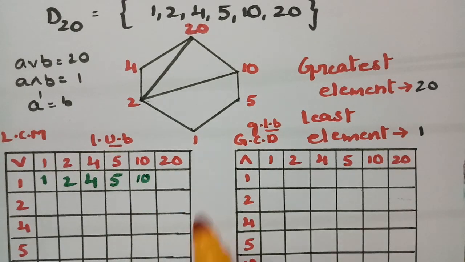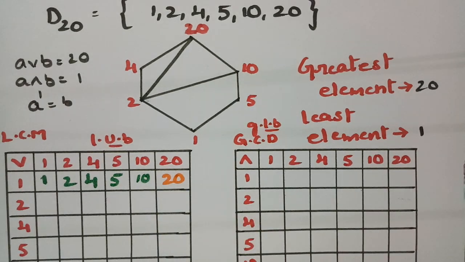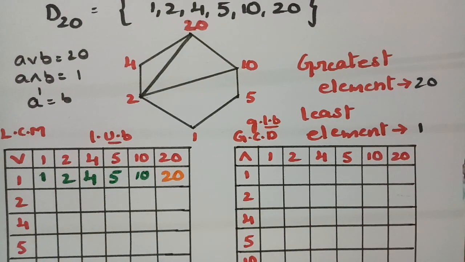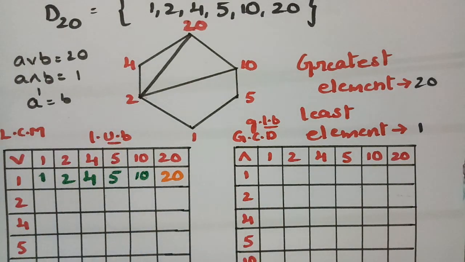For 1 and 20, the greatest element here is 20, so 20 is the upper bound. And coming to 2 and 1, between 2 and 1, 2 is the upper bound here.